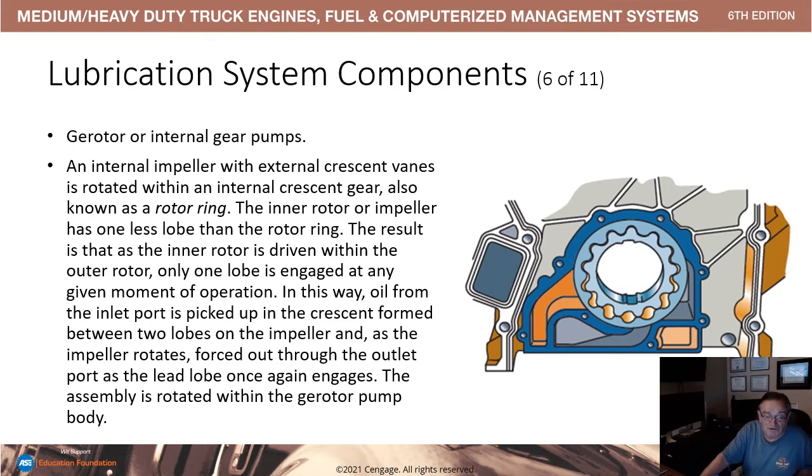Lubrication system components, gear rotor internal pumps. An internal impeller with external crescent vanes is rotated within an internal crescent gear, also known as a rotor ring. The impeller has one less lobe than the rotor ring. The result is that the inner rotor drives the oil, and as one lobe engages at any given moment of the operation, oil from the inlet port is picked up in crescent form between the two lobes, and as it rotates, it forces it out through the outlet, and the lead lobe once again engages. The assembly is rotated within the gear rotor pump body.